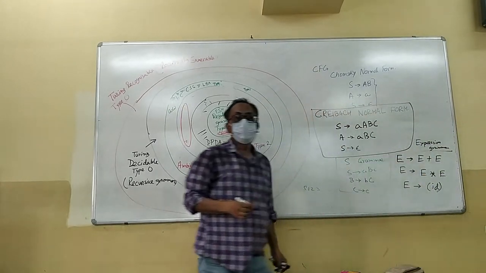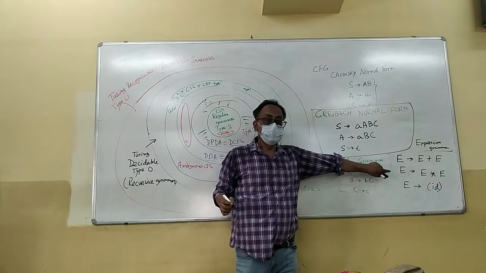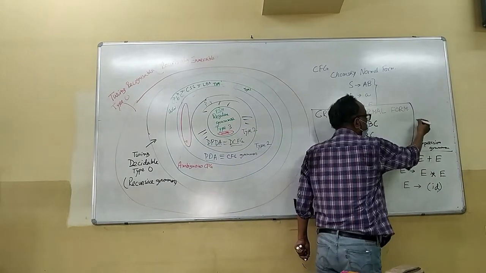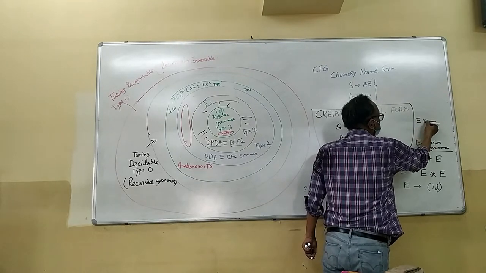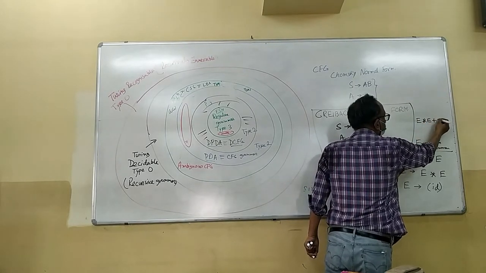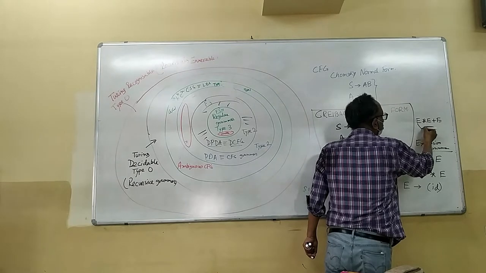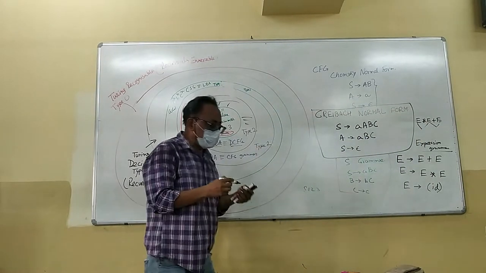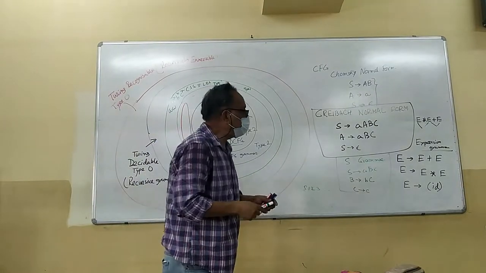This grammar is ambiguous because whenever we get a string with star and plus, you can make the string star ID. In parsing, you can evaluate first here or you can evaluate this one. So we have to make it unambiguous. We have to modify it.